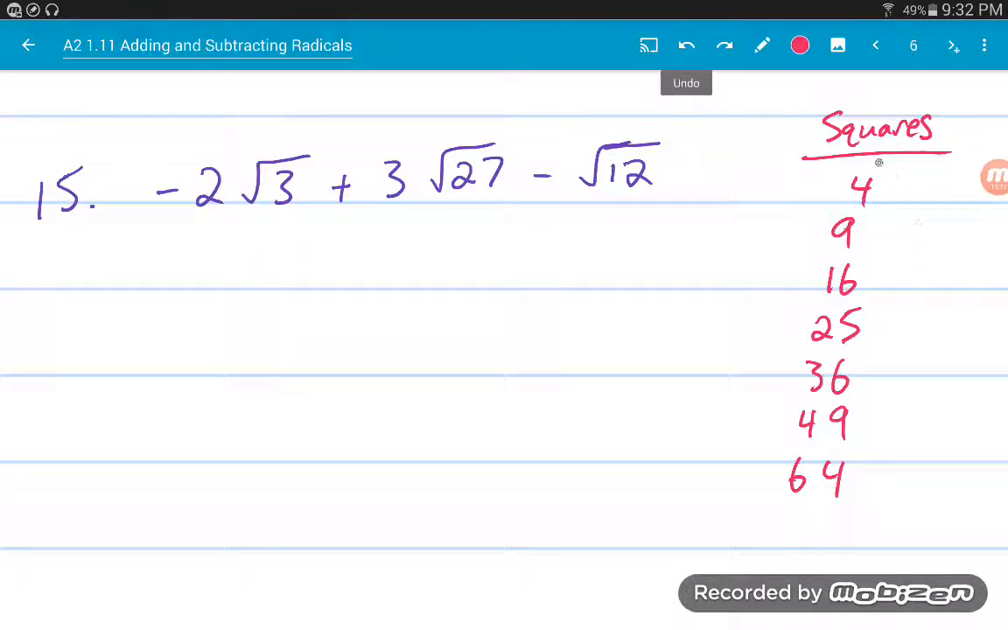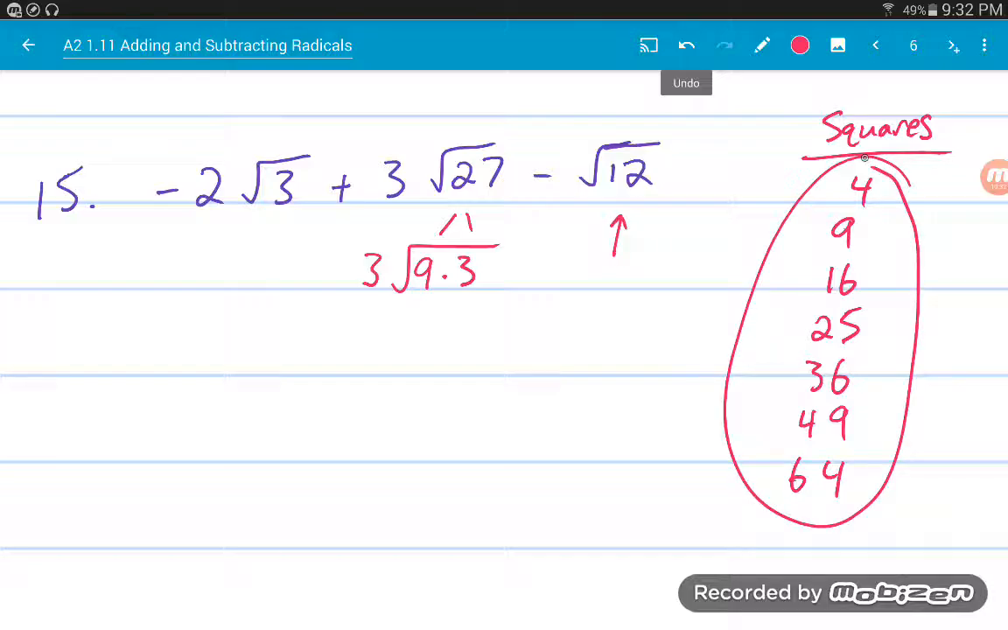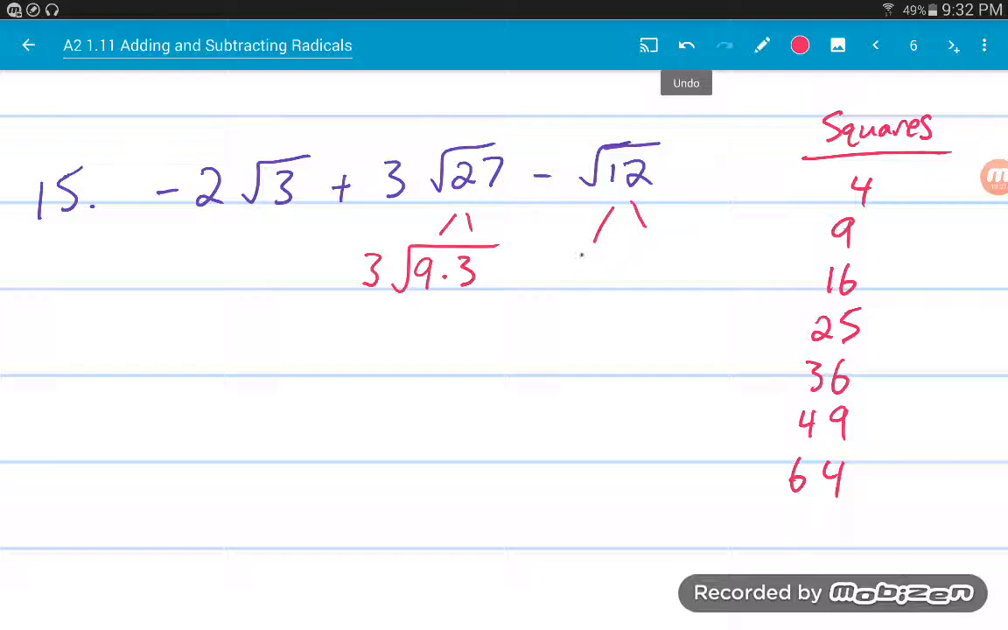Do any of these numbers over here divide into 27? Yep, 9 does. So I'm going to break 27 up into 9 times 3. Put the square root back over him, drop that 3 back in front. Can anything go into that radical 12, any of these guys? Yeah, 4 divides into 12. 12 can become 4 times 3. Square root. Bring down that negative sign. Bring down the other terms at the beginning. Negative 2 radical 3.